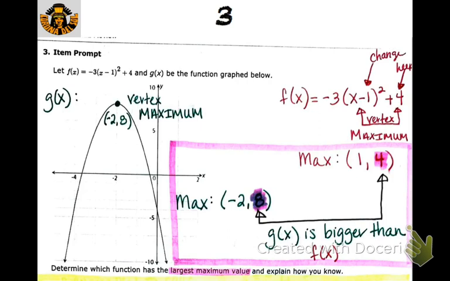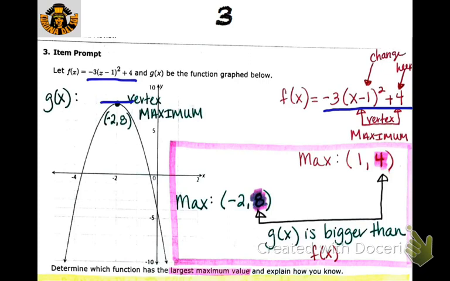Okay, this one has two functions. The g of x is the graph on the left. So you can tell, if you look at the scale, it goes up as high as 8. So that's the highest maximum value. It's the y-coordinate. And then the other one has this function, and you want to be really familiar with the structure of a quadratic equation.